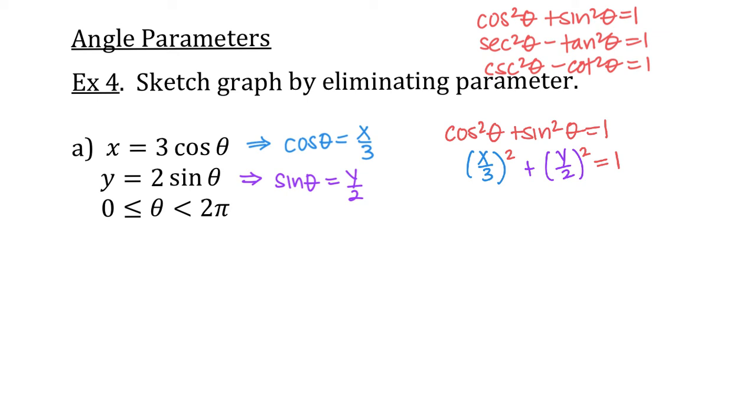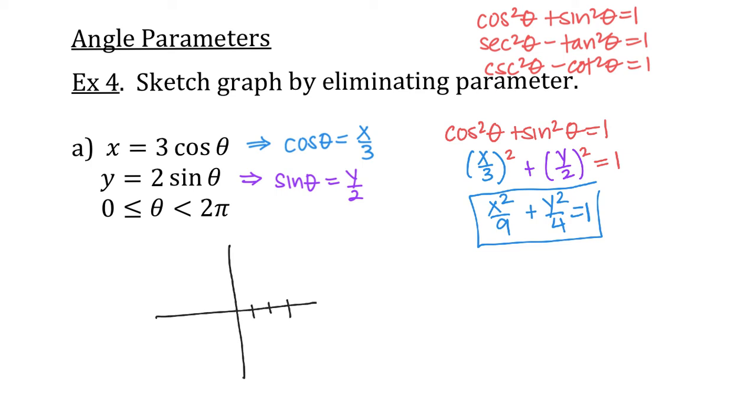Okay, I'm going to simplify this a little bit. Hopefully you recognize that this is going to be an ellipse. Now I could graph the ellipse on its own without the parameter, but ultimately I am going to have to figure out the direction. So let me do a sketch of this graph. The center is 0, 0, the x radius is 3, the y radius is 2. Okay, this is a good graph representing this equation.